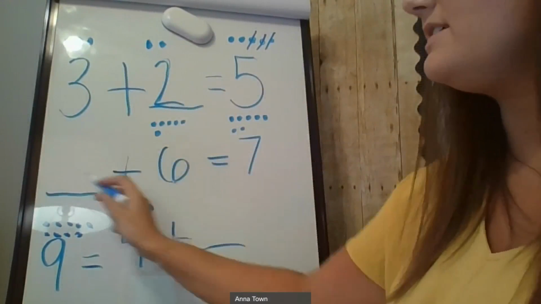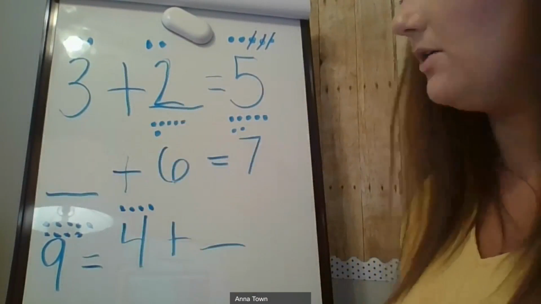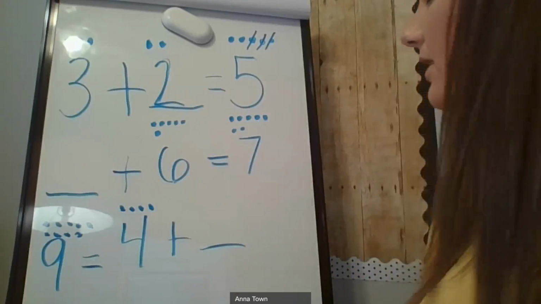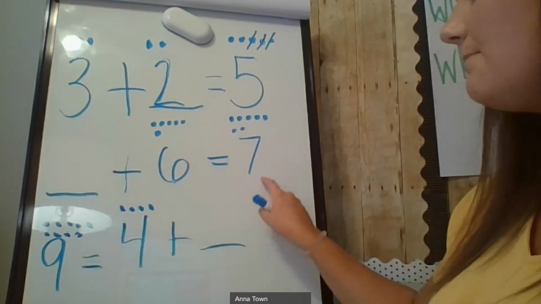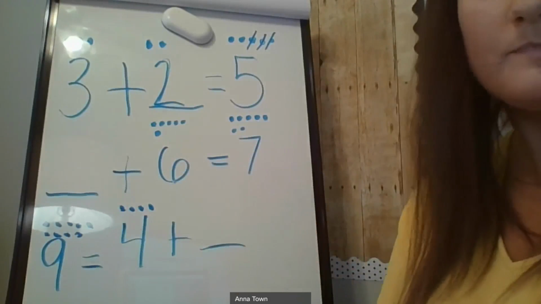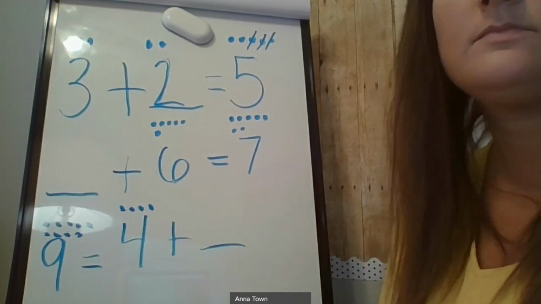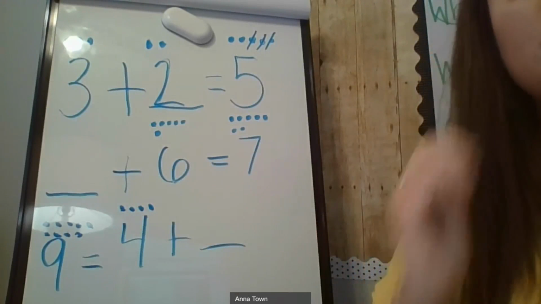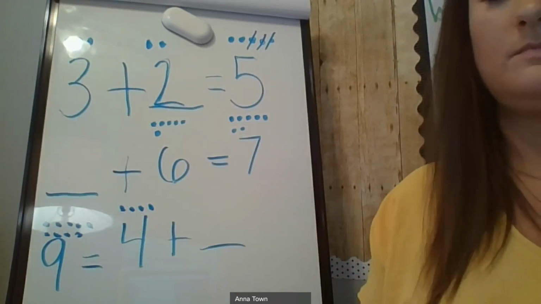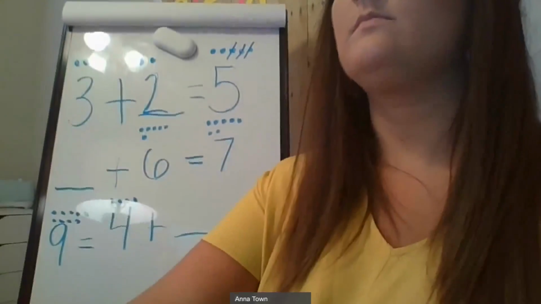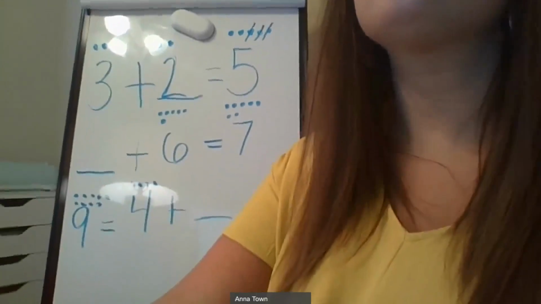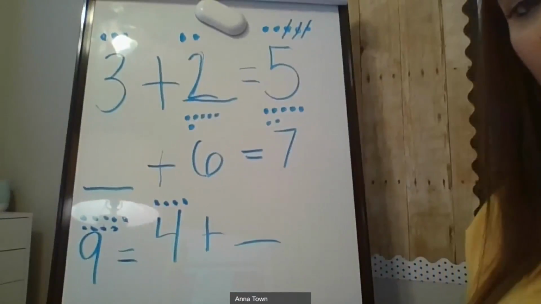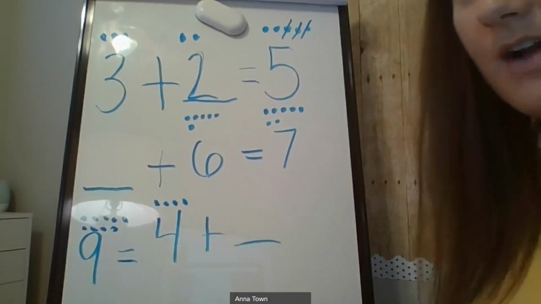I'm going to give you 30 seconds to work on this problem on your own. Blank plus 6 equals 7. Remember, whatever missing number is going here cannot be bigger than 7. Okay, say the number you got out loud.